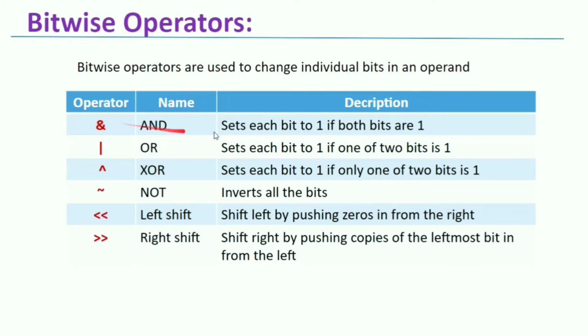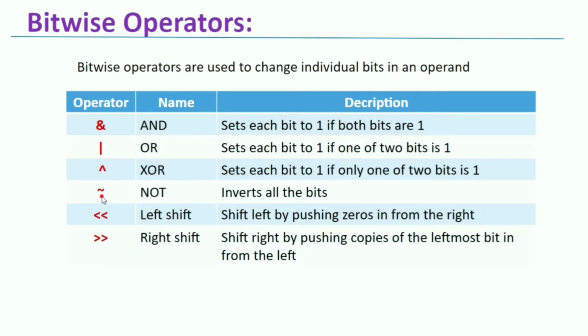So this AND operator will give me the answer 1 if both the bits are 1. Only then will it give me the answer as 1. In the bitwise OR operator, if one of the bits is 1, then I will get the answer as 1. In the XOR operator, I will get the answer as 1 if and only if exactly one of the two bits is 1.